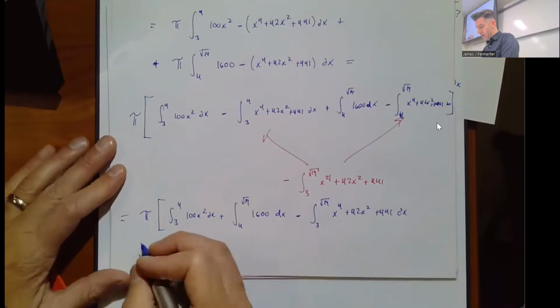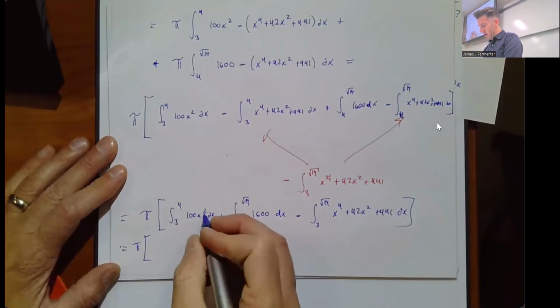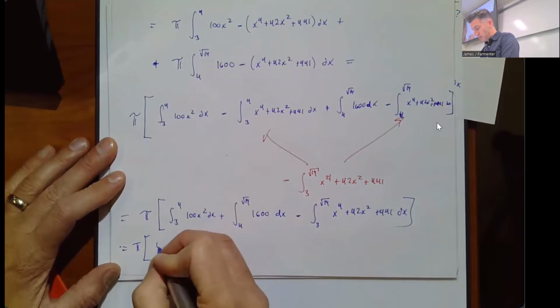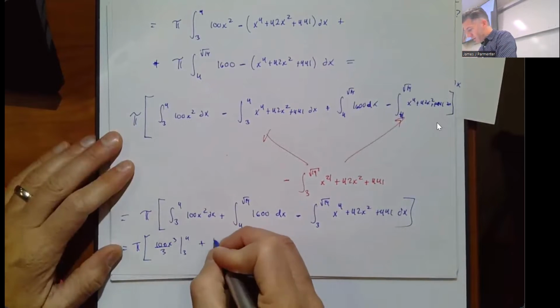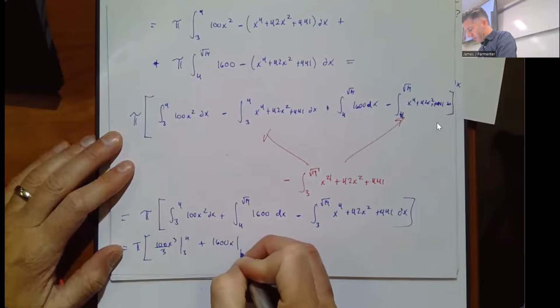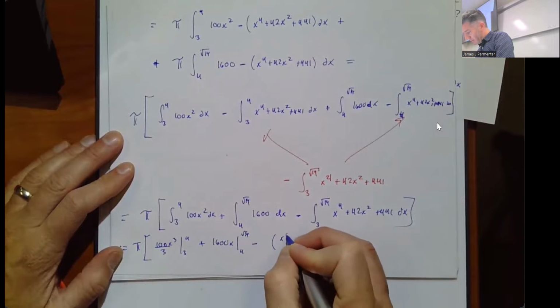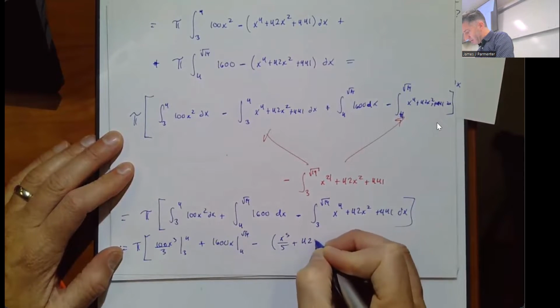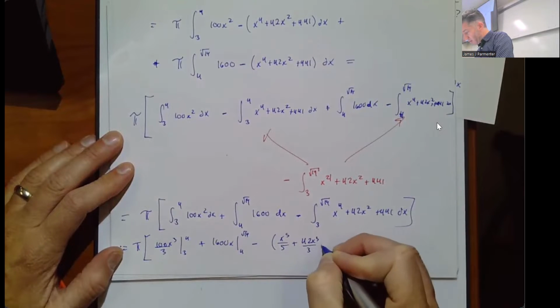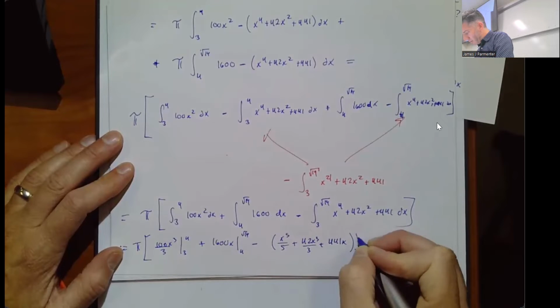We integrate everything, we get pi times, let's see, 100x squared integrates to 100 x cubed over 3 from 3 to 4, plus 1600x from 4 to root 19, minus x to the fifth over 5 plus 42x cubed over 3. 42 over 3 is 14, plus 441x from 3 to root 19.